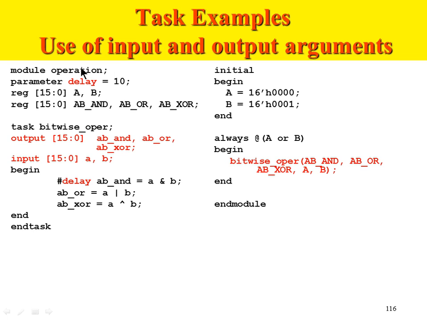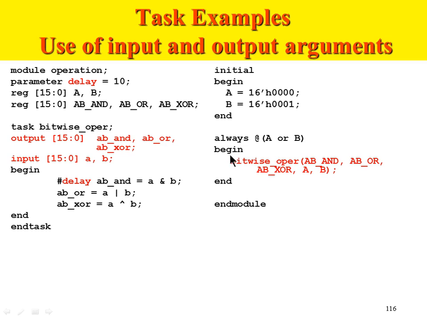The initial block is at module level again. Begin the initial block. A is initialized to 16'h0000. B is 16'h0001. These are 16 bits. So A and B are initialized to 0 and 1 respectively. And we have an always block, always @(A or B). The always block is sensitive to the A and B signals, capital A and capital B here at a module level.